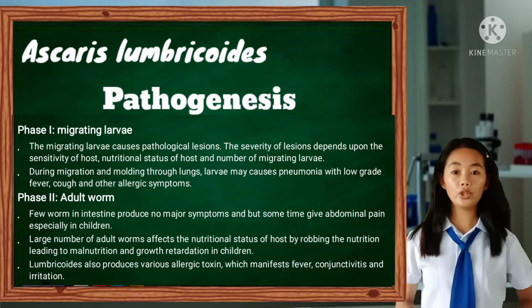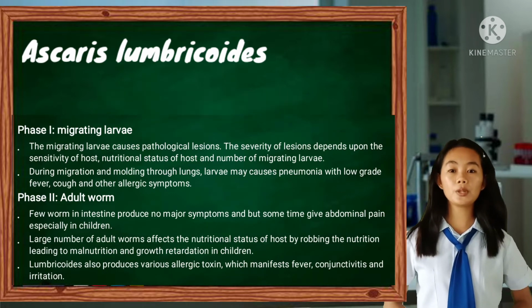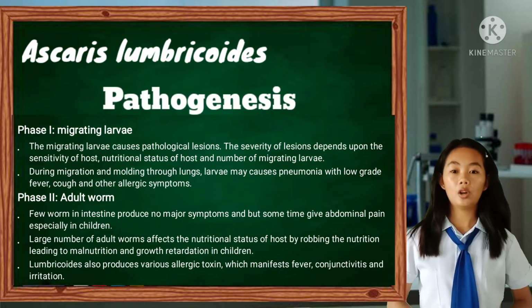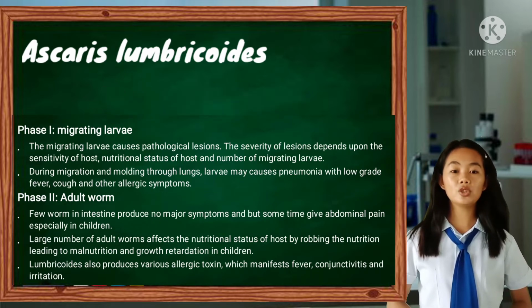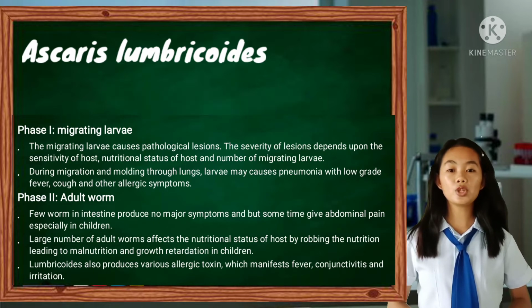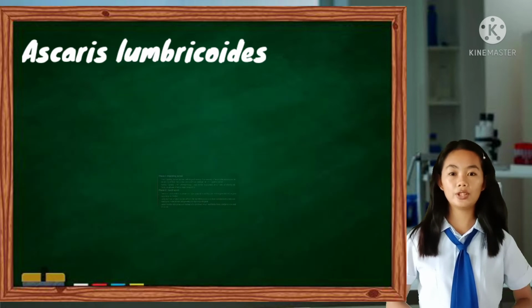For phase 2, which is the adult worm, a few worms in the intestine produce no major symptoms but sometimes give abdominal pain, especially in children. A large number of adult worms affect the nutritional status of the host by robbing the nutrition, leading to malnutrition and growth retardation in children. Ascaris lumbricoides also produces various allergic toxins which manifest as fever, conjunctivitis, and irritation.